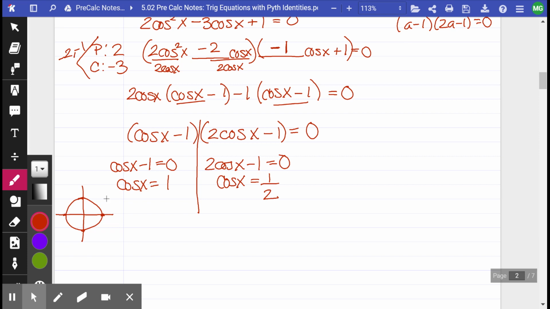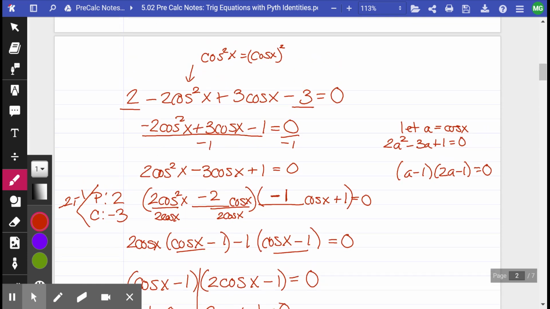We know cosine comes first. So we're looking for which of these 4 points has 1 as the first coordinate. This one is 1, 0. This one's 0, 1. This one's negative 1, 0. And this bottom one is 0, negative 1. So the only place it has that is at 2 pi or 0. But really, those are the same thing, right? 0 and 2 pi.